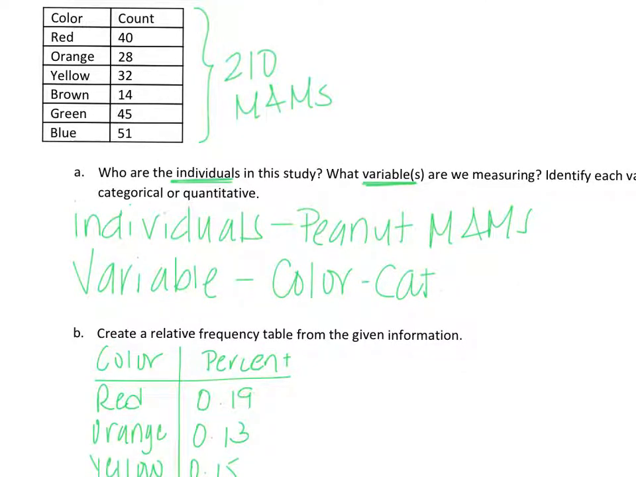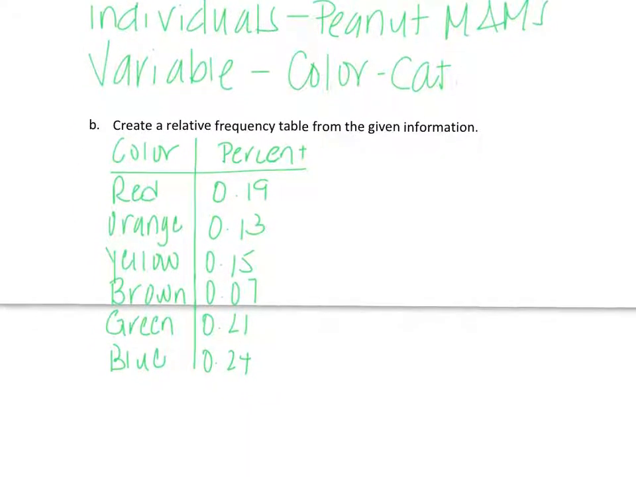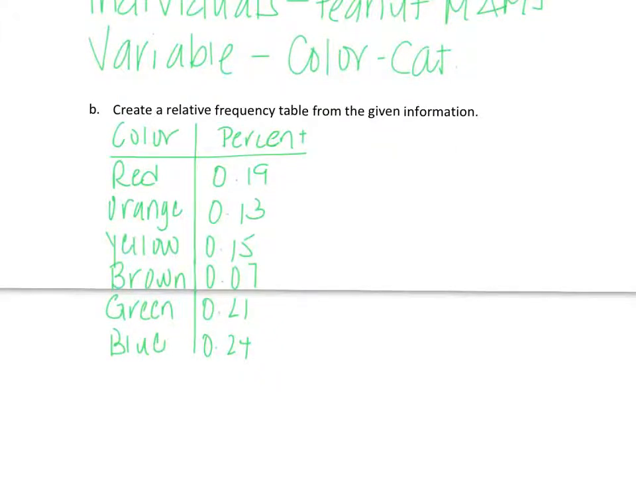All right, so I did a little behind the scenes magic, totaled up all my M&Ms, and I calculated 210 of these peanut M&Ms. So for the percent of each, I took the count. So let's say for red, I took the count of 40 and divided that by 210, which gave me approximately 19%. Okay, so here are my percentages in a relative frequency table.